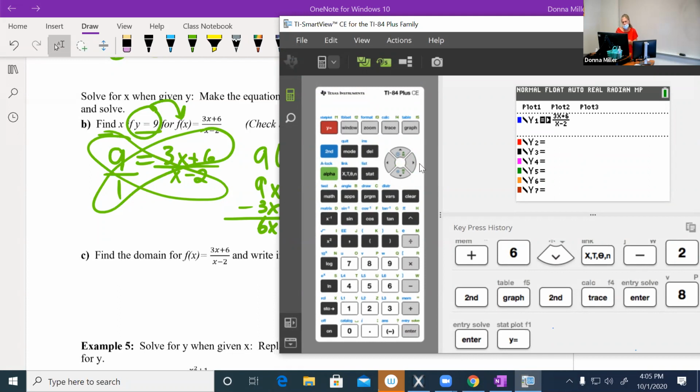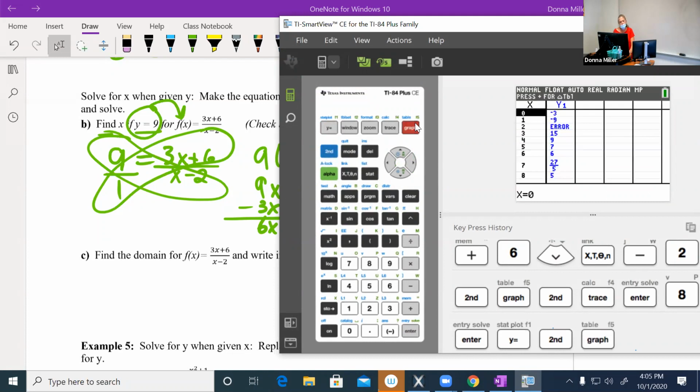Yeah. And so now what we're going to do is look at my table. Sometimes this works. Is there a y value of 9 somewhere? Oh, yeah. See here, y is 9 right here. So I'm going to read x is 4. I'm just reading that right in the table.